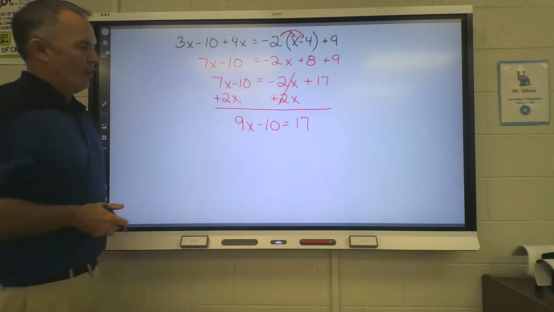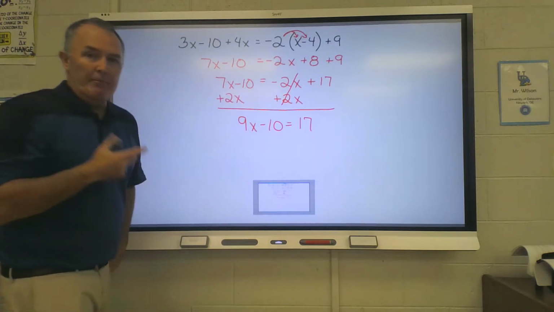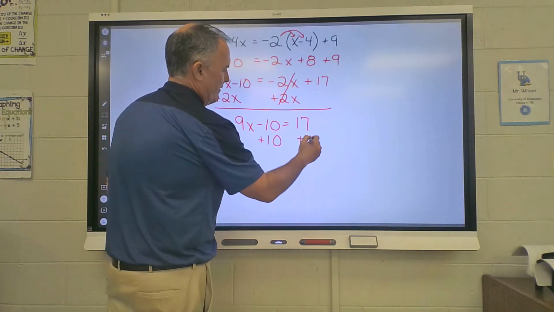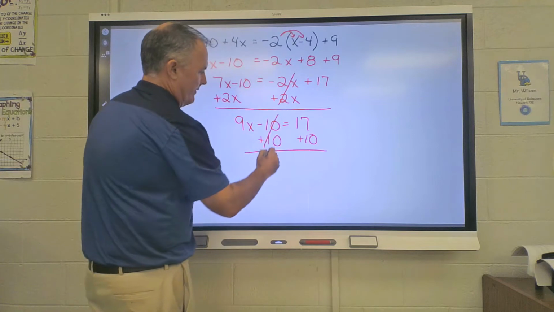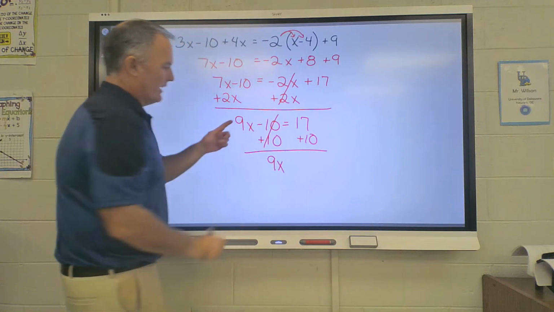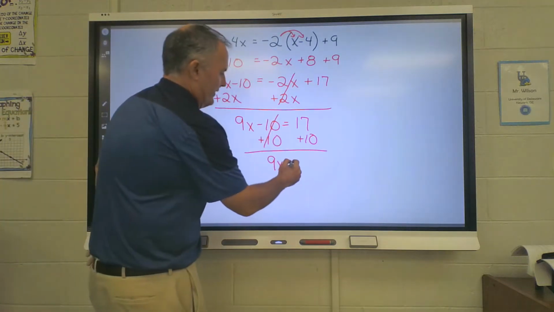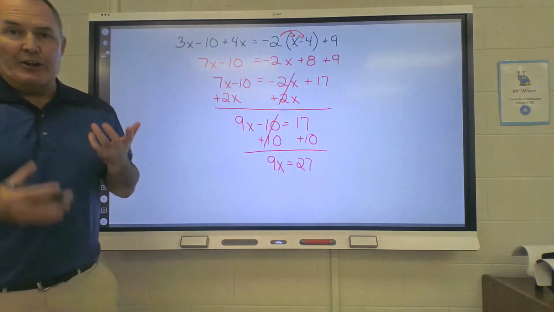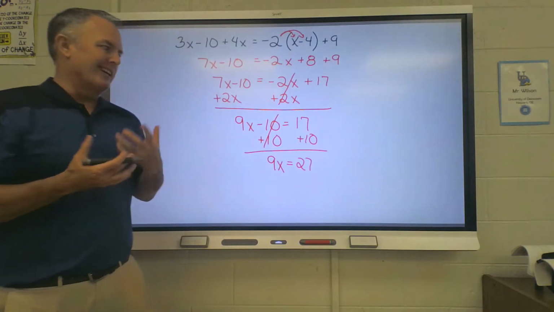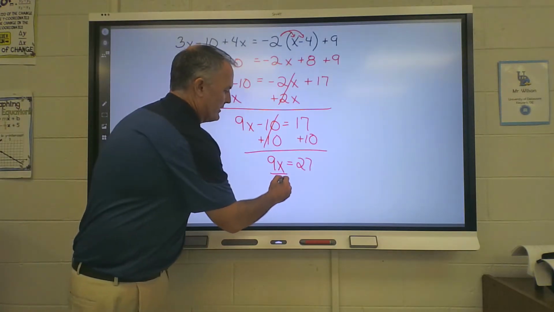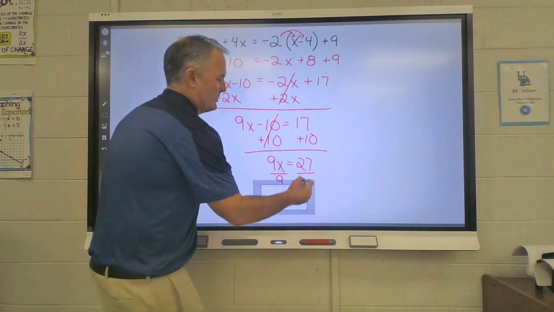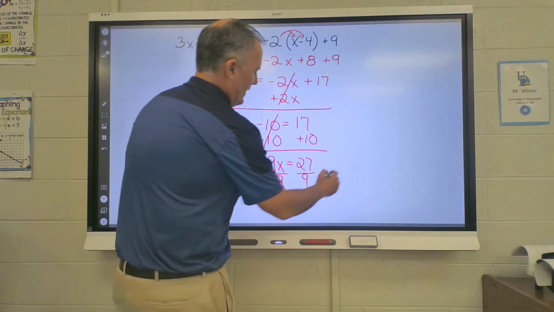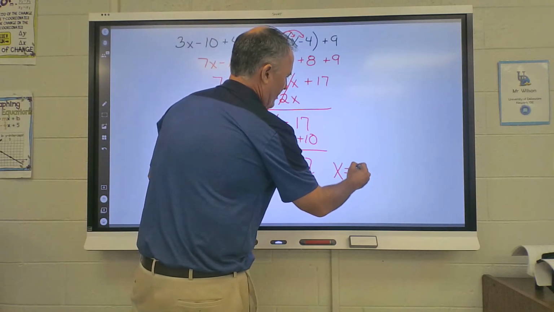All right, now let's move the 10 over. If it says minus 10, it means we've got to add 10 to both sides. If I drop down my 9x, that will give me 9x equals 17 plus 10 is 27. Then like we usually do, the very last step is a division problem. So if I divide both sides by 9, X is going to be 3.